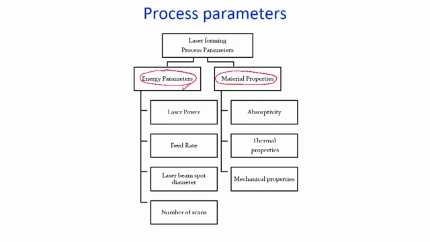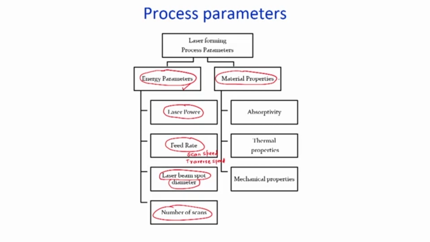In energy related parameters, the first important parameter is laser power, then the second one is feed rate or scan speed. In some of the literature it is also called traverse speed. Then laser beam spot diameter, which is controlling the intensity or the flux of the thermal energy which is being applied on the surface of the work part, and number of passes of the laser over the work part.